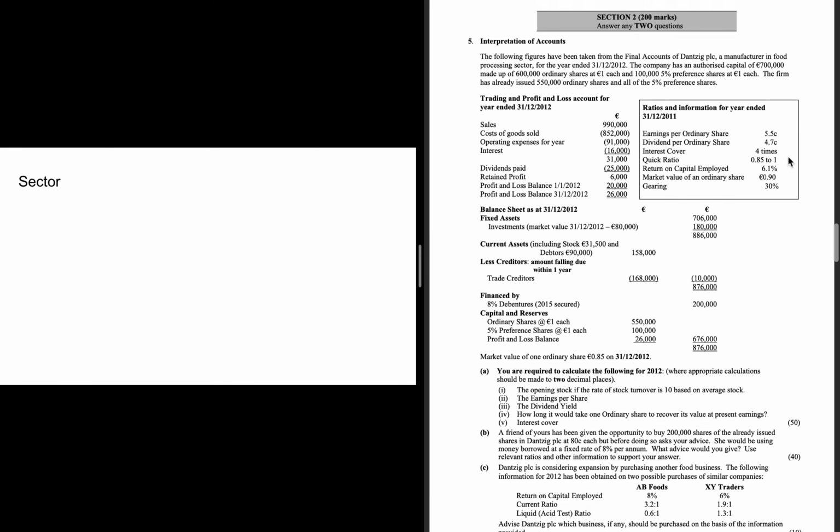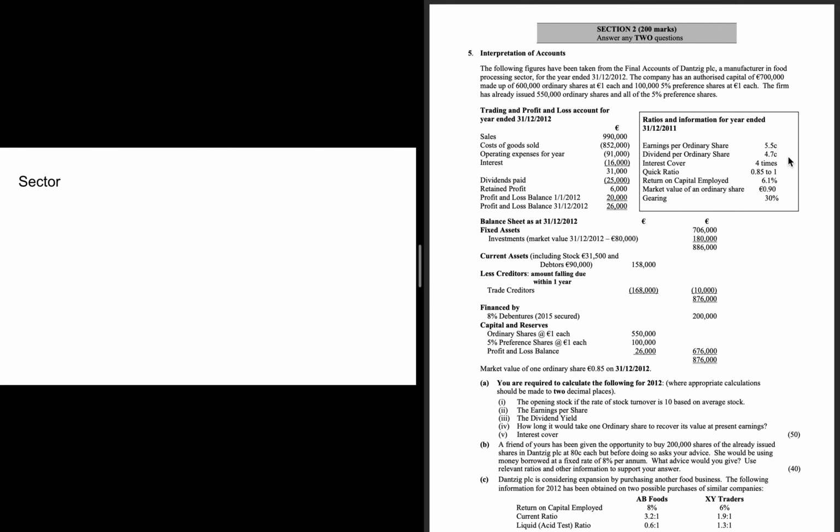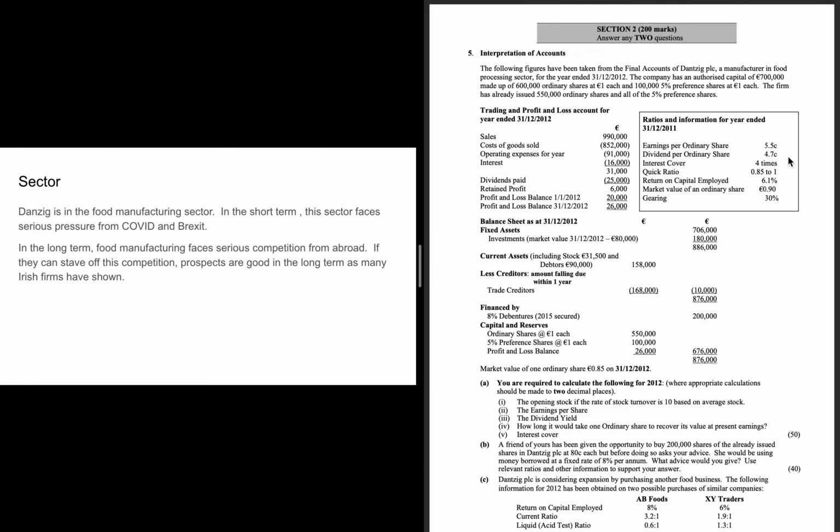Okay, sector. So we checked at the start, and they were manufacturing in food processing, which is a pretty good sector actually, so you have to come up with a couple of negatives. In the short term, obviously Brexit and COVID are challenging. In the long term, it's a good industry to be in as long as you can face off the competition from abroad. So my negatives were COVID and Brexit in the short term, and then serious competition from abroad. And my positive is if they can face off the competition from abroad, the long-term prospects are very good. And loads of other Irish businesses have shown that.